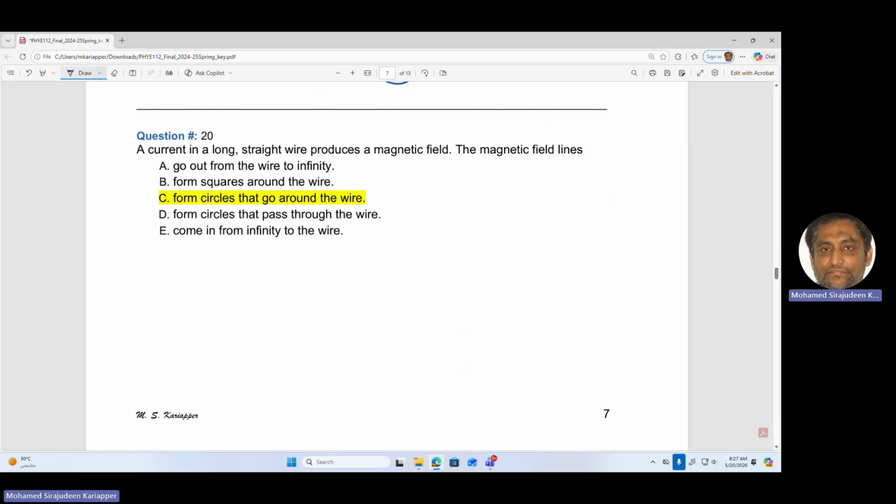The current in a long straight wire produces a magnetic field. The magnetic field lines are a concept, and they will be circles around the wire. So if the current is up, the circles will be going counterclockwise. If the current is down, the direction will be clockwise. But here it is only about... all these are wrong.